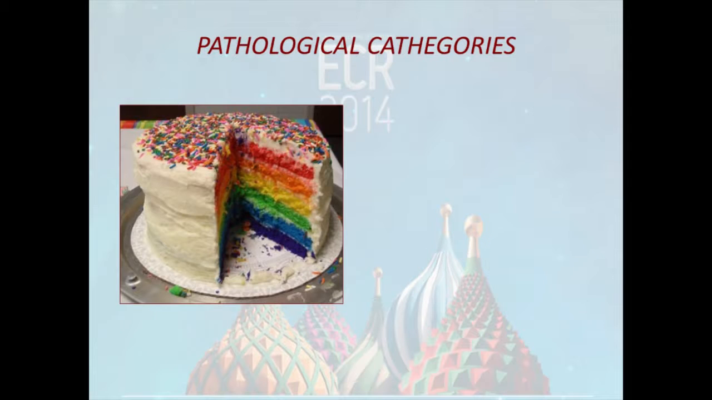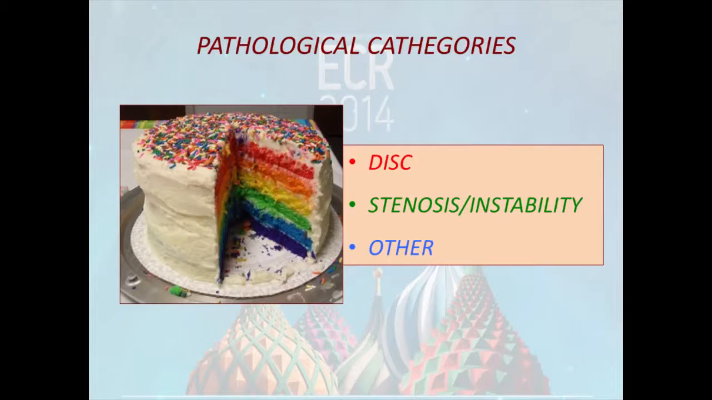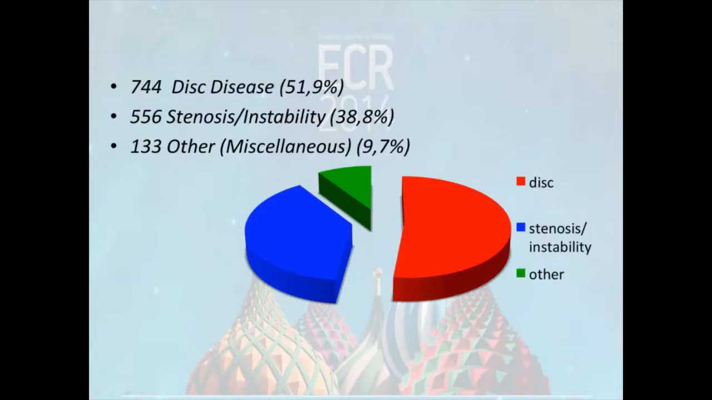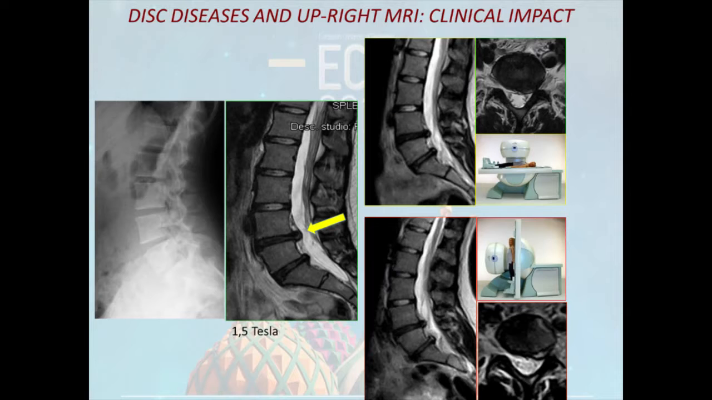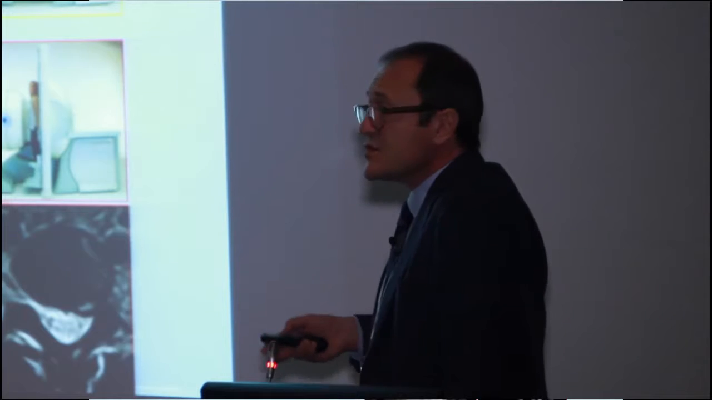Let's go to the pathological categories already beautifully introduced by the previous speaker, and very generally I subdivided these categories, maybe from a didactical point of view, into three main conditions: disc pathology, stenosis and instability, and other. We reviewed more than 700 disc diseases, more than 500 cases of stenosis and instability, and more than 100 miscellaneous cases.